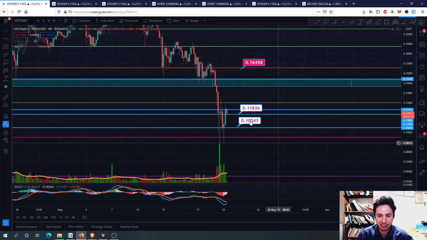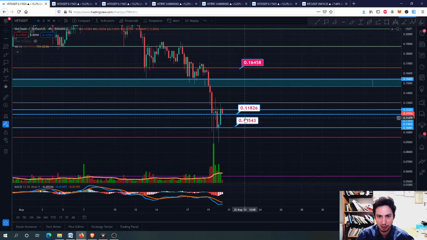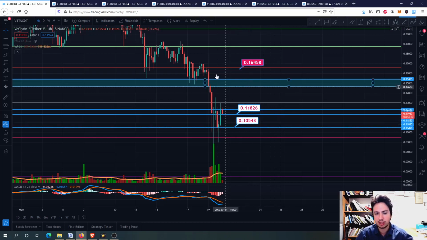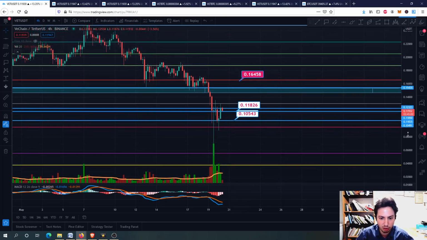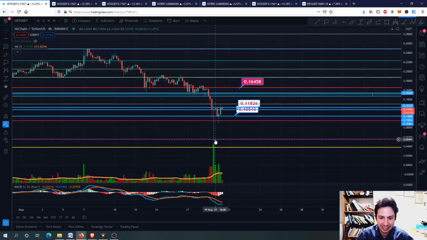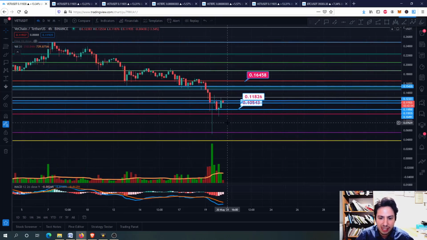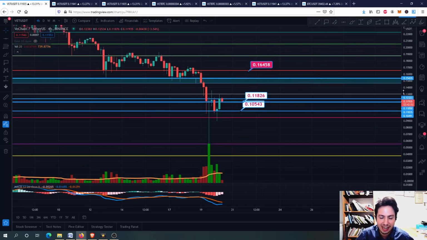So we are having the 0.1, 0.11, and I told you yesterday in my previous video that we might reach these support levels. Of course, that was before we had this correction, and I didn't expect to have such a quick correction, such a major correction in such a short term. So you can see here the dip was around 0.05 for Vechain, and now we are holding the 0.11 line.